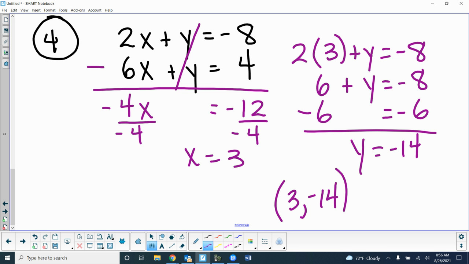And you can check to make sure it works if you want. But it'll work in both equations. You solve the system. Okay, questions? All right. Number 5, same type of problem, but we're supposed to do it graphically. So let me get a graph up there for you.